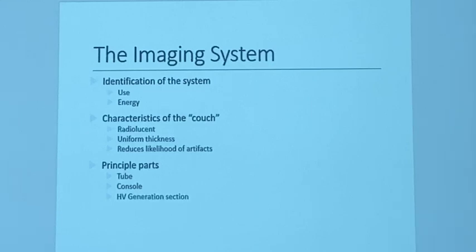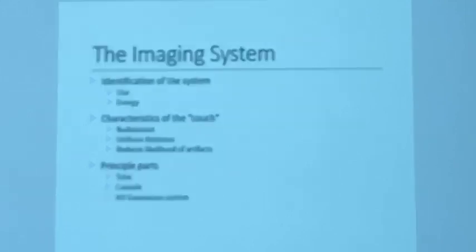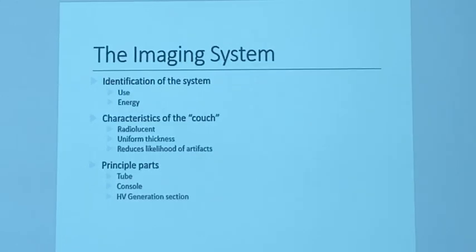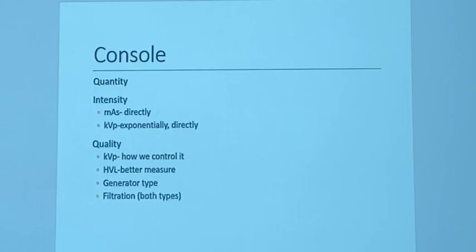The principal parts would be the tube, the console, and the high voltage generation system, your principal parts of your imaging system. So on the console, if you remember, we can control the quantity and the quality of the X-ray beam. So the quality is really how likely something is to penetrate. We'll talk about that in a second, but the intensity is your quantity.